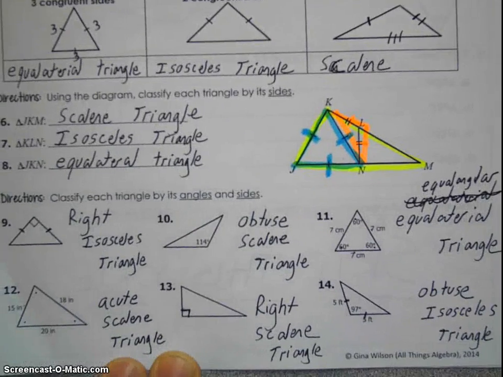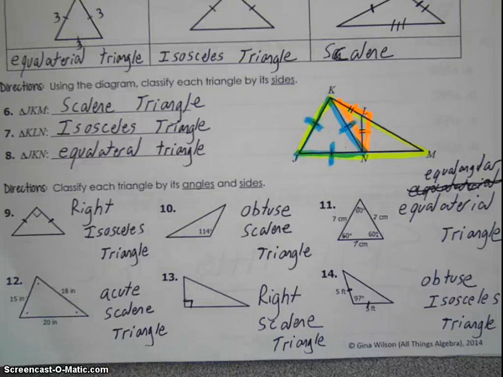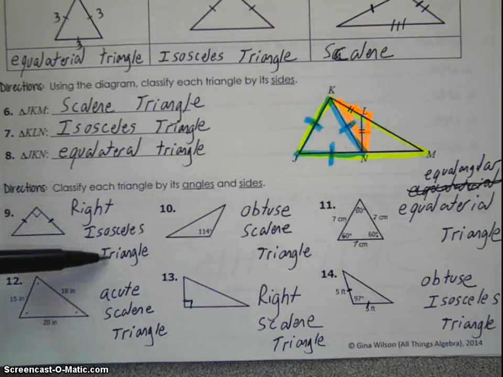So let's look at the bottom. When I'm classifying triangles, I'm going to want to classify it by both the angle and the sides. So right here in number 9, I have a right angle, so that'd be a right, and then I have two equal sides, that's the isosceles. So together, it's a right isosceles triangle.